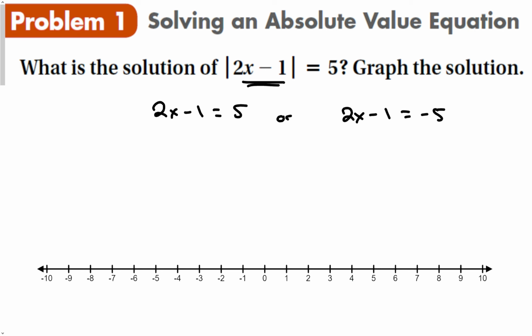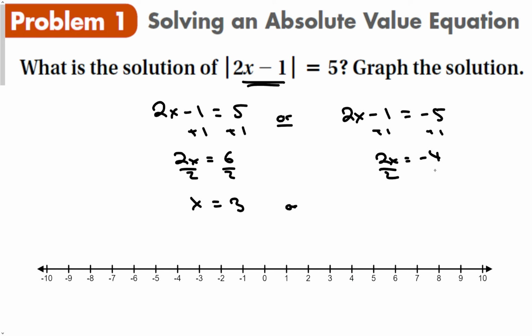Then we just solve them both separately, and either one could be the answer, one or the other. So we solve both of these equations separately. 2x is equal to 6. Divide out the 2, and x could be equal to 3. Or add 1 to both sides here: 2x is equal to negative 4. Divide out the 2, and x is equal to negative 2. Both of those could be the answer.